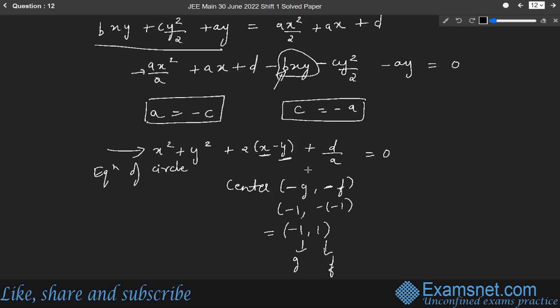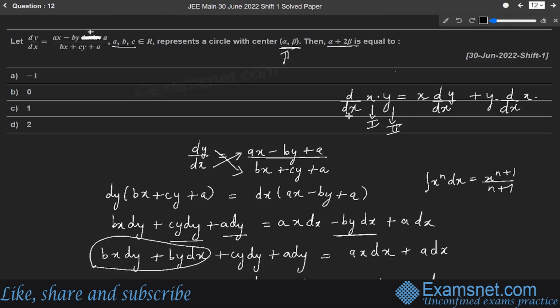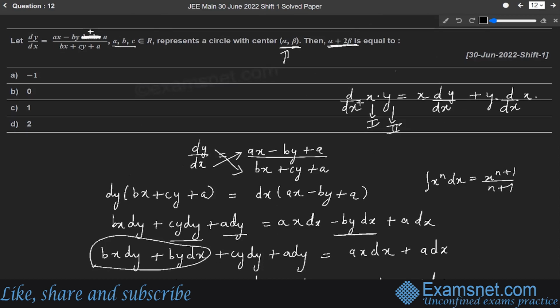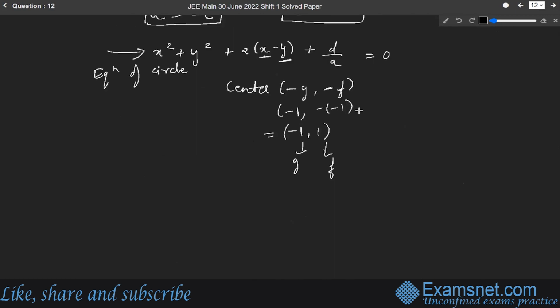Okay. So now what we have to find here is alpha plus 2 beta. Okay. What is alpha and beta? Alpha and beta is actually the center. It is given in the question that center is alpha comma beta. So what is the center? Center is minus 1 comma 1. It means that the value of alpha is minus 1 and the value of beta is plus 1.